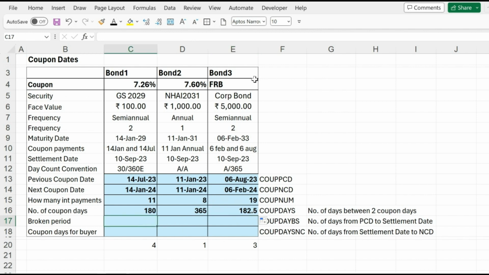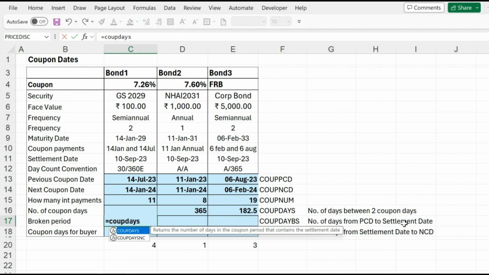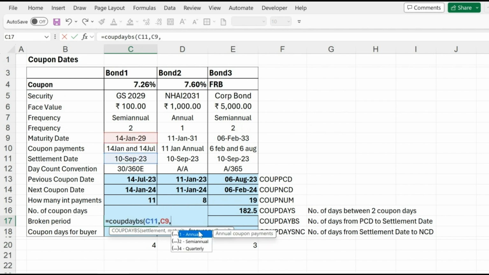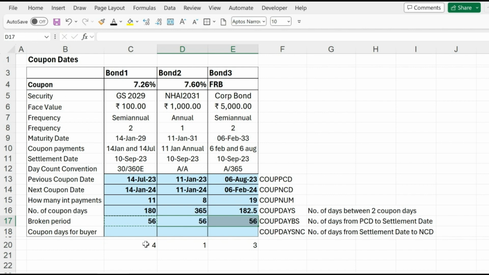Let's find out the broken period, which will be based on COUPDAYBS. I remember BS as before settlement, which means the days from previous coupon date to the settlement date. So, COUPDAYBS: settlement date, maturity date, frequency 2, and basis is 4. Again, this is calculating the number of days before the settlement date, which means previous coupon date to settlement date, 56 days. Now, for this particular period, the seller will receive the interest, which means the accrued interest in the bond will be calculated for this many number of days.